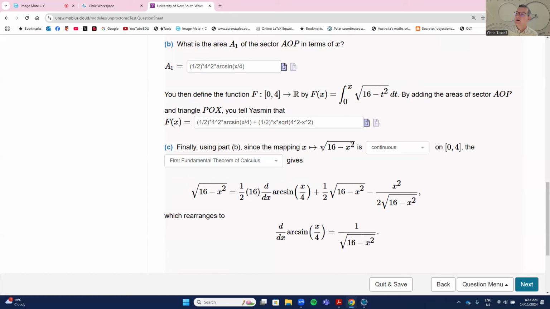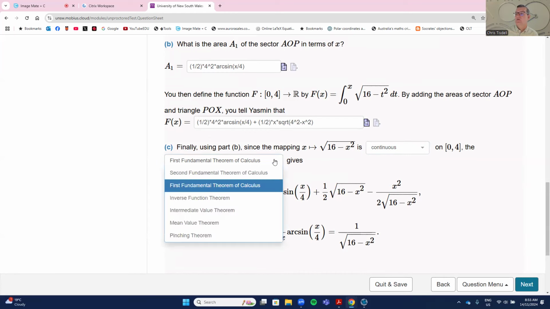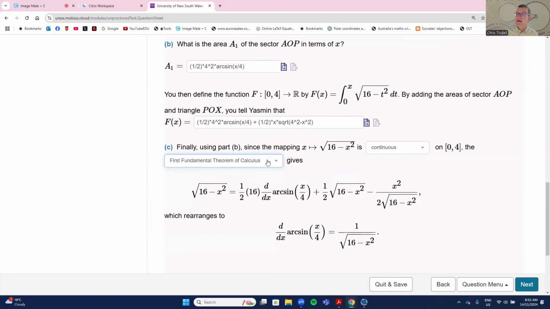Okay, so you can see down here, this is the derivative of this, and then this whole mess is the derivative of that. So you just got to choose the right thing. So it's continuous, and we know we can differentiate integrals using the first fundamental theorem of calculus. There's a few other ones, but that's the one we want. Then they go through and do it.